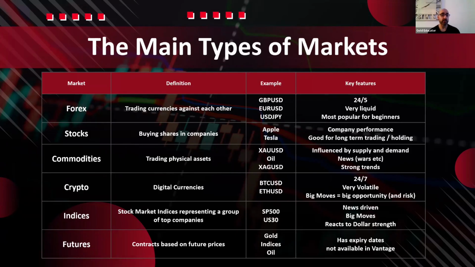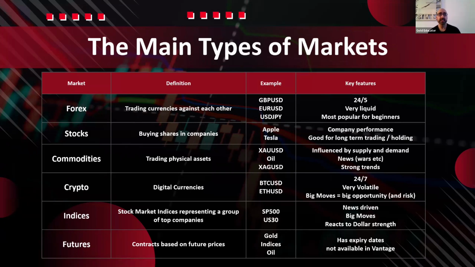You also have indices as well. If you've not heard of indices, these are like your stock market indexes. So what you'll have in there is basically an index, like for example, I've given the S&P 500. That is a list of the 500 top companies in the United States.